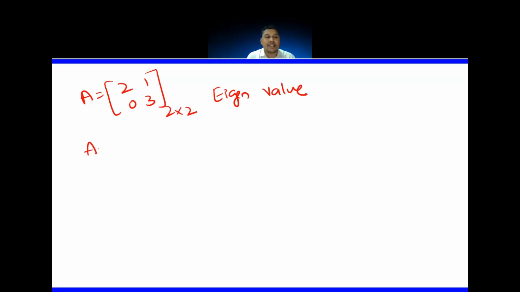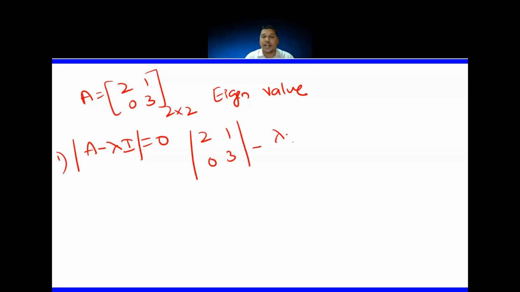So let's take this simple example, A equal to 2 1 0 3. This is a 2 by 2 matrix. I want to calculate the eigenvalues first. I am starting with a simple example. So you have to find the determinant of A minus lambda I equal to 0. That is the first step. You have 2 1 0 3 minus lambda into I, where I stands for the identity matrix 1 0 0 1. So A minus lambda I, this determinant I have to find out.